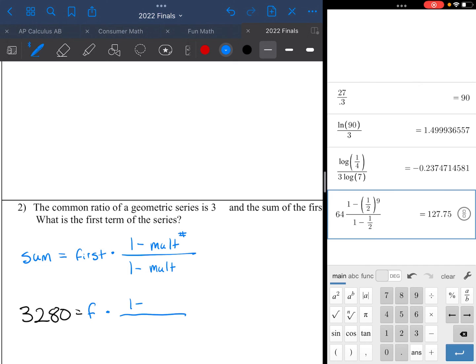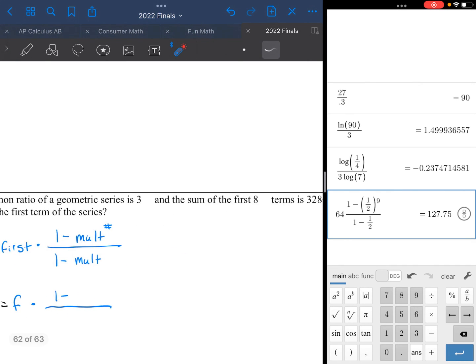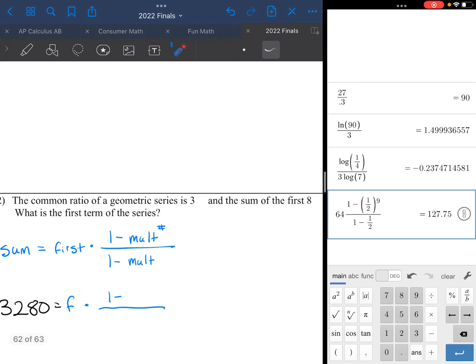What is the multiplier? What do we multiply by every single time? Well, technically it's not called the multiplier. It's called the common ratio, which I don't like the word. I understand why people use it, but really common ratio is the multiplier. That's what you multiply by each time to get to the next term. So if the multiplier is 3, that's going to be 3, and 1 minus 3 in the bottom as well.